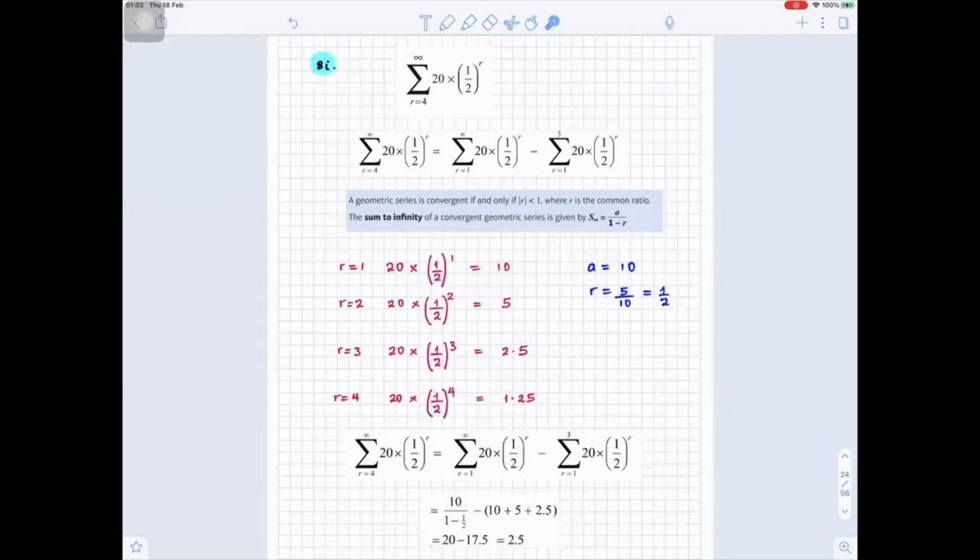Minus sum from 1 to 3. We want to add 1, 2, 3. That's the sum from 1 to 3. Add these 3, so you add them together. That's the sum from 1 to 3. So that will give you 17.5. So the sum to infinity is 20. When you work all of that, you get 20 minus 17.5 gives you 2.5.